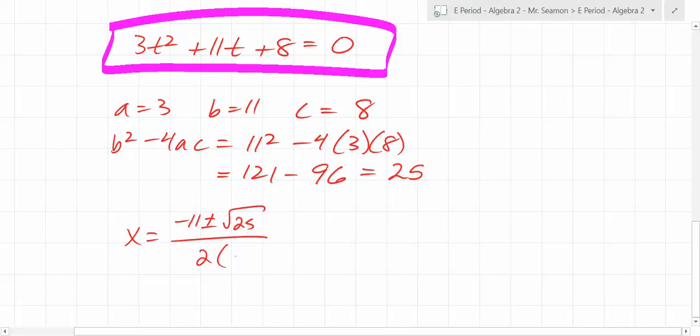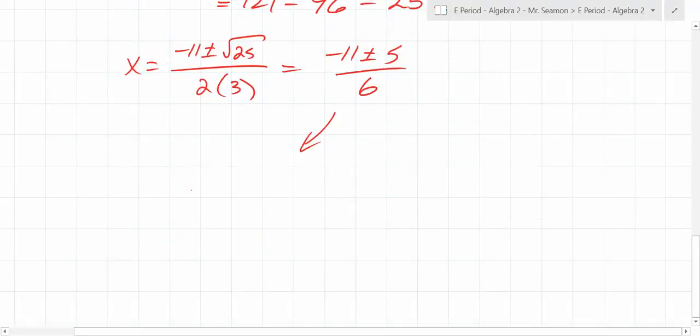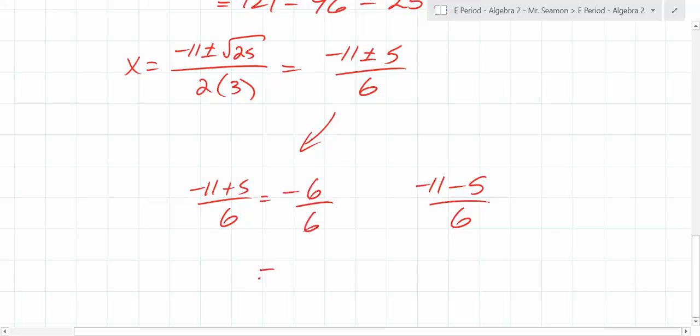2 times 3, exactly. So you have negative 11 plus or minus, what's the square root of 25? 5 all over 6. So how many answers do you have? You have negative 11 plus 5 over 6, and you have negative 11 minus 5 over 6, right? So what's that going to be? Negative 6 over 6, which is negative 1, right? And then what's this one? Negative 16 over 6. What's that? Negative 8 over 3.